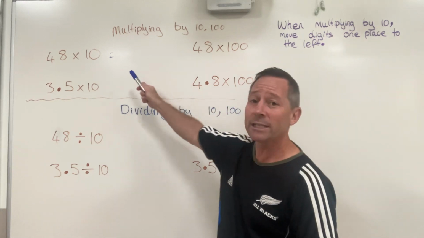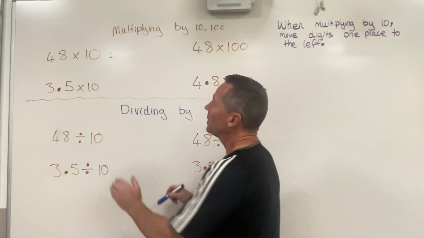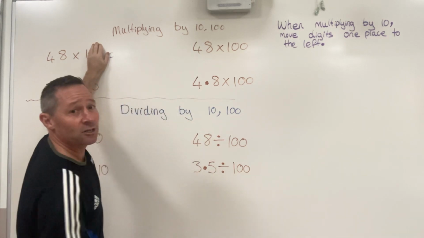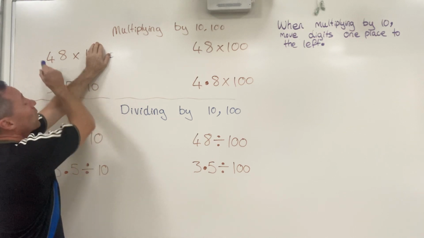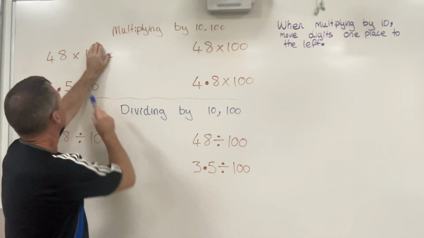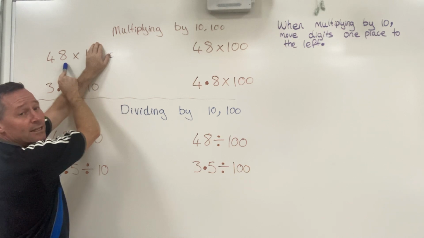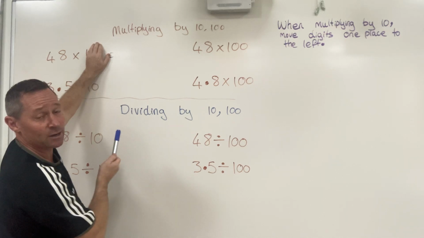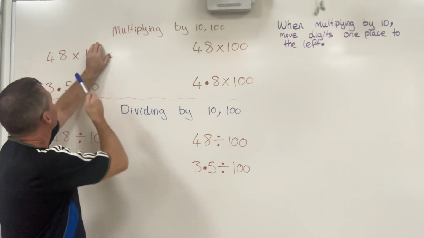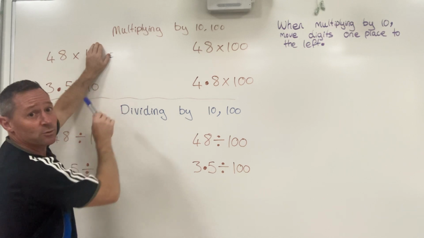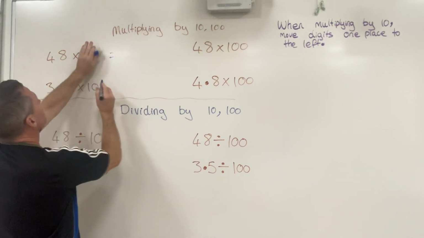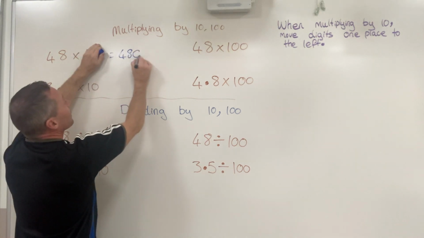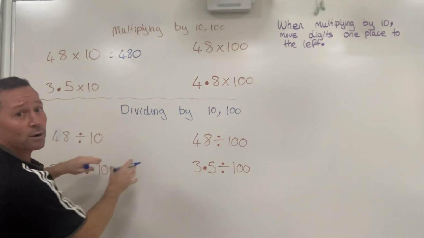So here I have 48 times 10. If I have 48 times 1, it's going to give me 48. 48 times 10, I'm actually moving the digits one place to the left. So the 8 that's here, which is in the ones, will move to the tens place. The 4 that was in the tens place would move to the hundreds. And there's nothing in the ones place, so that's where I put in the 0. So 48 times 1 is 48. 48 times 10 would be 480. So the digits actually move one place to the left.